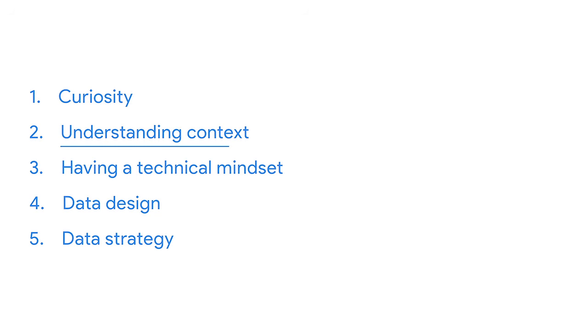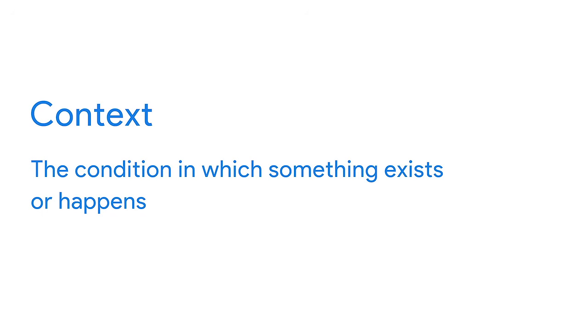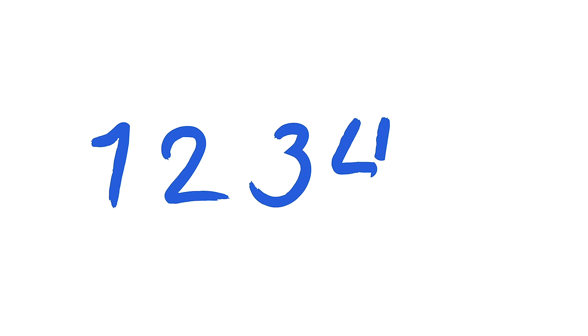Now, think about understanding context. Context is the condition in which something exists or happens. This can be a structure or an environment. A simple way of understanding context is by counting to 5. 1, 2, 3, 4, 5. All of those numbers exist in the context of 1 through 5. But what if a friend of yours said to you, 1, 2, 4, 5, 3? Well, the 3 would be out of context. Simple, right? But it can be a little tricky.